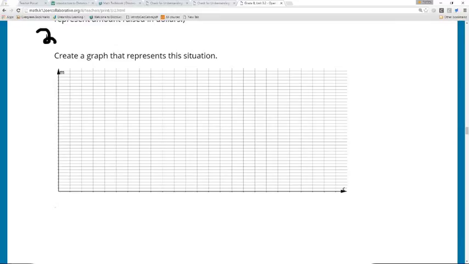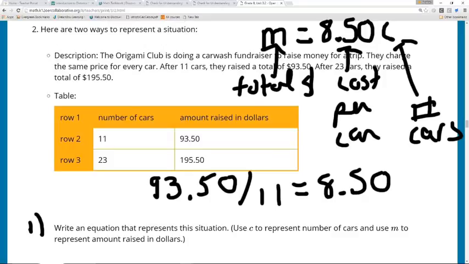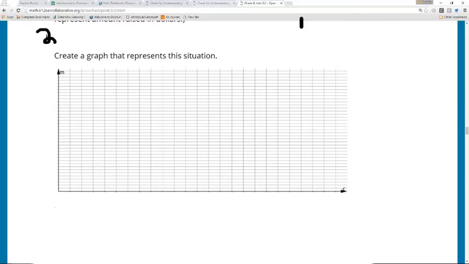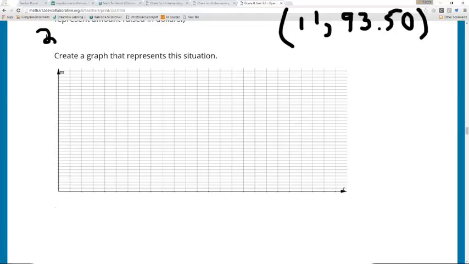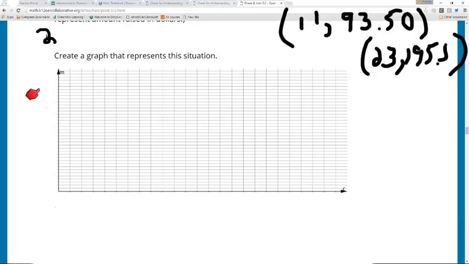This is asking me to create a graph, and I'm going to use the 2 points from the table from before. So that was 11 and 93.50, and 23 and 195.50. Now I have to decide how to number the x-axis and the y-axis. First of all, the number of cars goes here, so I'm going to label it cars. And the amount of money goes here, so I'm going to put money here.